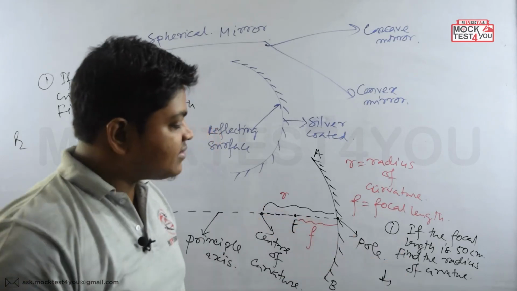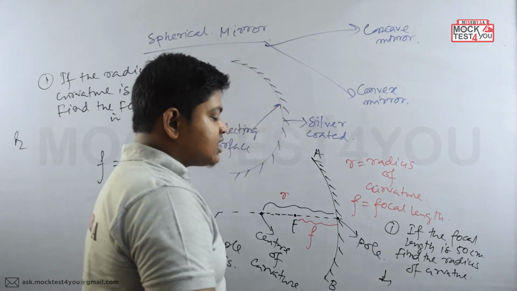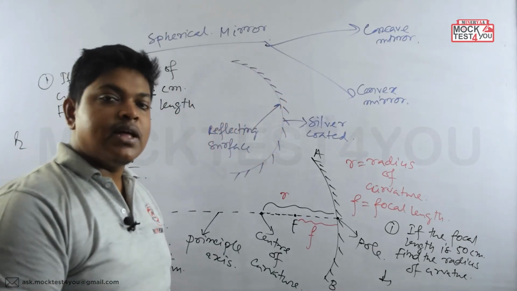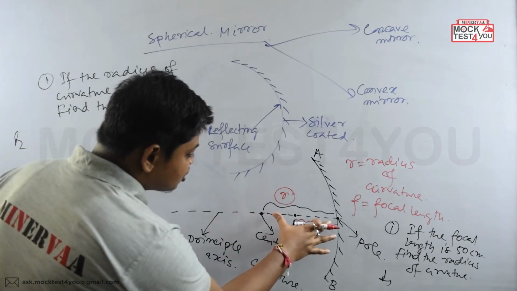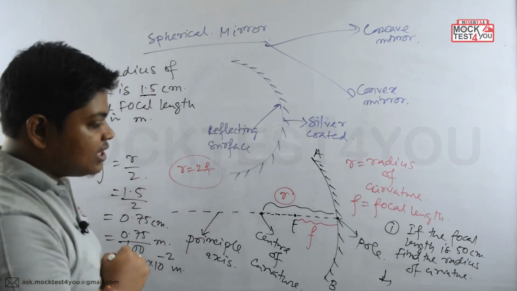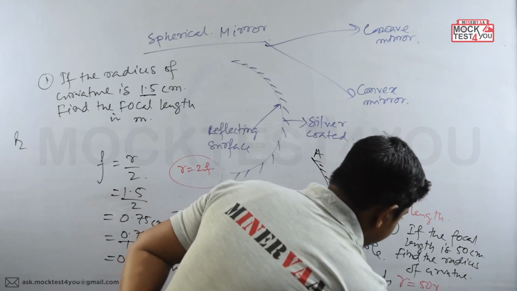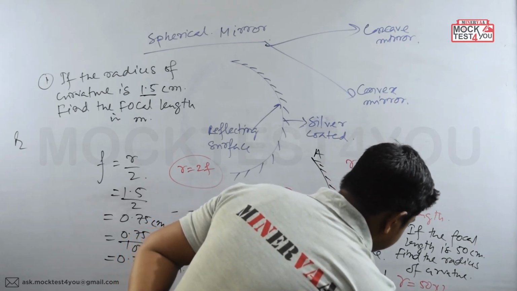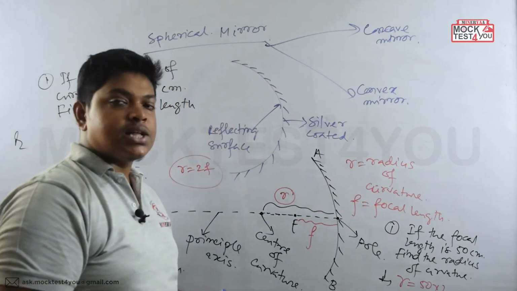So in that case, if the focal length has the value of 50 centimeter, you have to find out the radius of curvature. So what will be the value of the radius of curvature? We know the relation that the radius of curvature is twice the focal length. R equals 2f. We know that basic relation. So according to it, what will be the value of R? That will be twice the focal length, that is 100 centimeter. Right? In that way you can find out the solution of it.